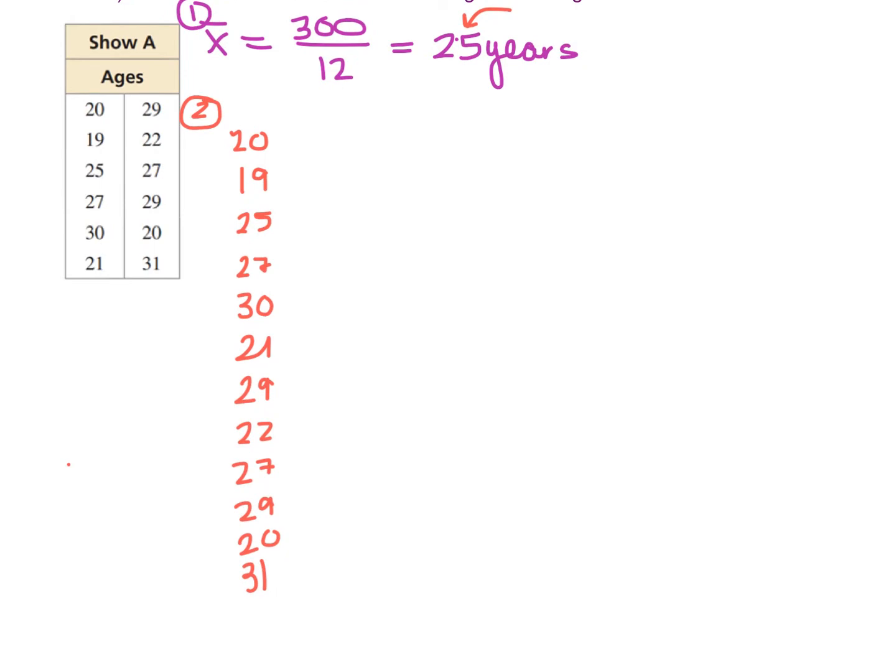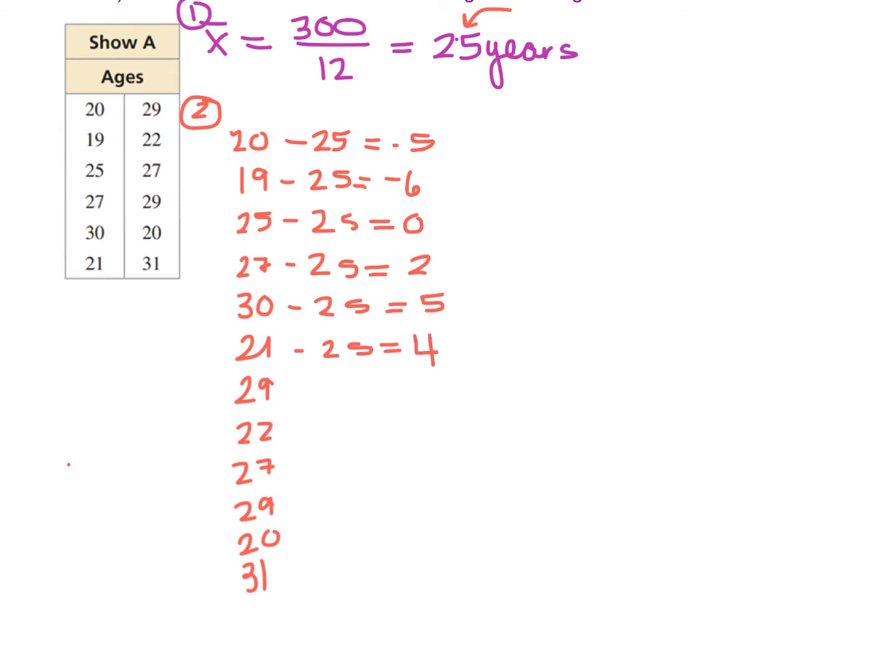My mean is 25, so I'm going to subtract that. So I have minus 25. That's negative 5. This one is negative 6. This one is exactly the same, so that's 0. This one is 2. This one is 5.